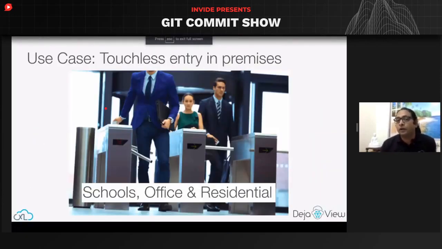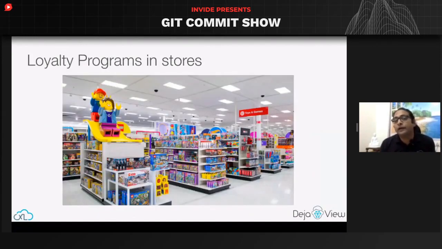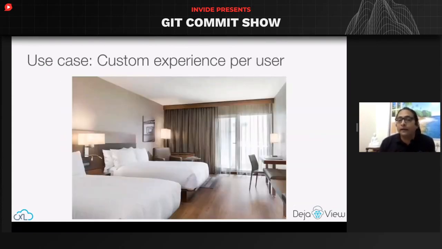Like for your offices, you can build a front desk very quickly. At the same time, if you are running a shopping store or a supermarket, you can build loyalty programs around the face. And if you are in the hotel industry, the experience could be customized based on the person's face. It could remember that the person came on such and such date in the past, and these many visits have been there based on the face.